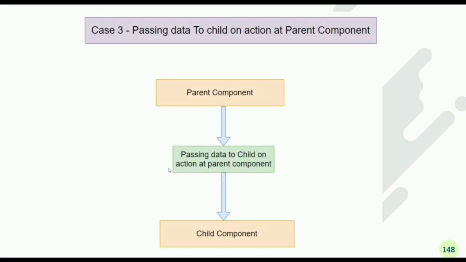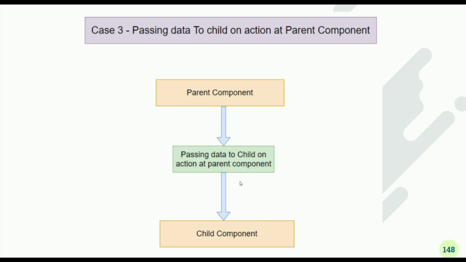So the approach will be almost the same. The parent will pass the data, but not directly on click of some action. The action can be on click of a button or on change of an input field, that it will pass the data. In the child component, the property which is public by the @API decorator will cache the data and show it on the screen. The approach is almost the same. The handling is a little bit different.